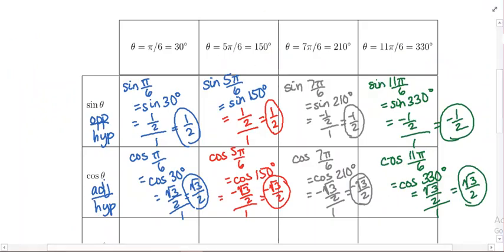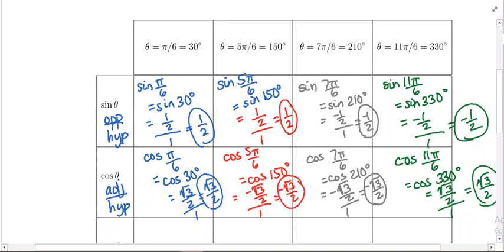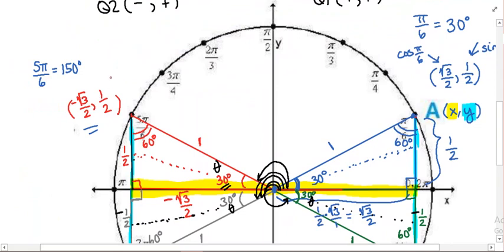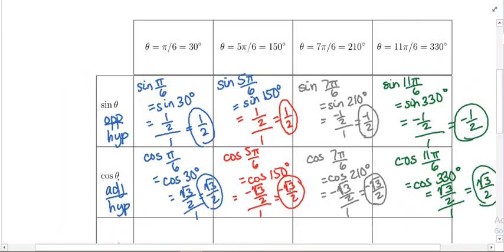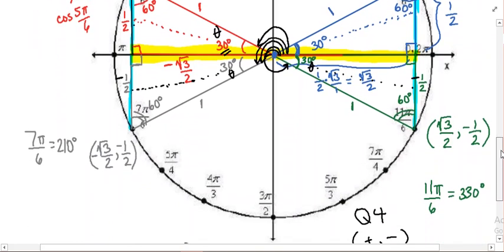Look at 5 pi over 6. The sine is 1/2. Go back to the circle. Look at the coordinates. The y coordinate is the sine. The cosine is the negative square root of 3 over 2. Go back to the circle. The x coordinate is the cosine. I'm telling you, it's a thing.